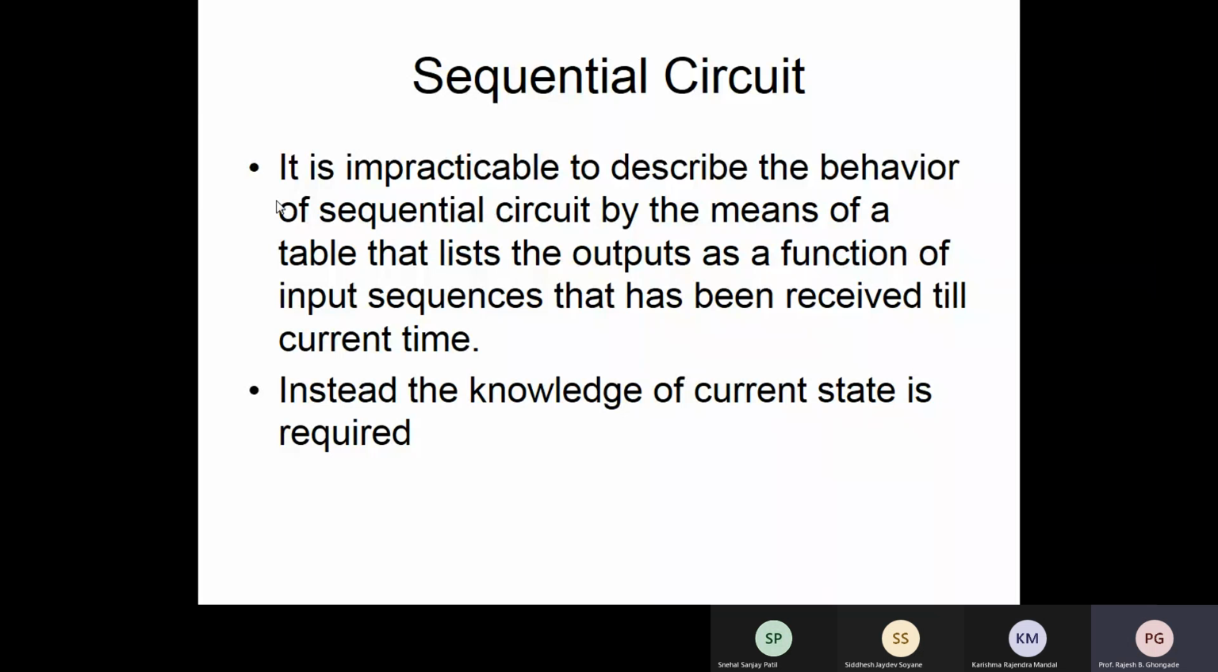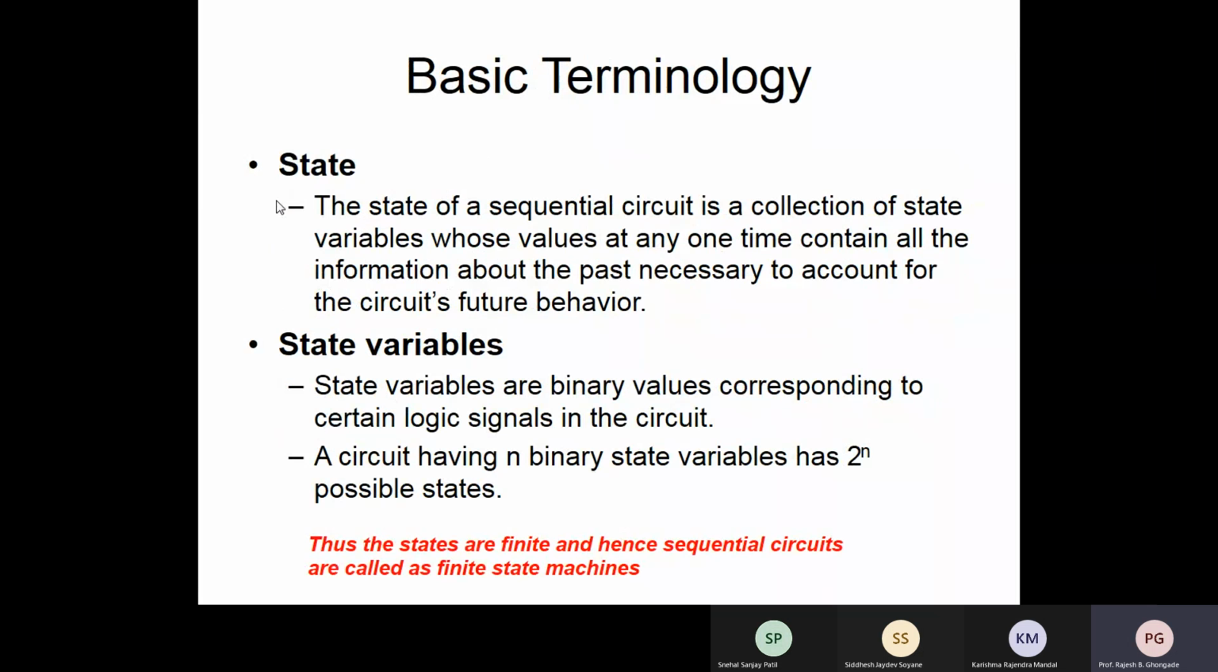Instead, it is advantageous to know the current state of the circuit, and that is where the state machines come into existence. So we'll look at the basic terminologies. What exactly is a state? The state of a sequential circuit is a collection of state variables whose values at any one time contain all information about the past necessary to compute the circuit's future behavior. So that is the definition of state.